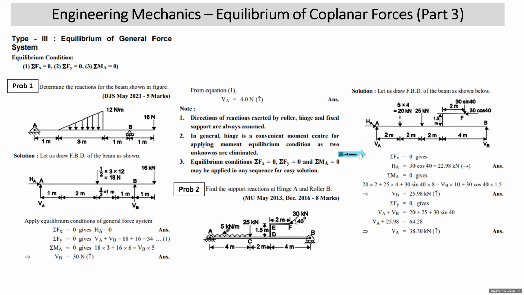Let's start with sigma Fx is equal to 0. When I start sigma Fx is equal to 0, HA to the right is equal to 30 cos 40. You get the value of HA. Then instead of applying sigma Fy, I have started with sigma M. Why?